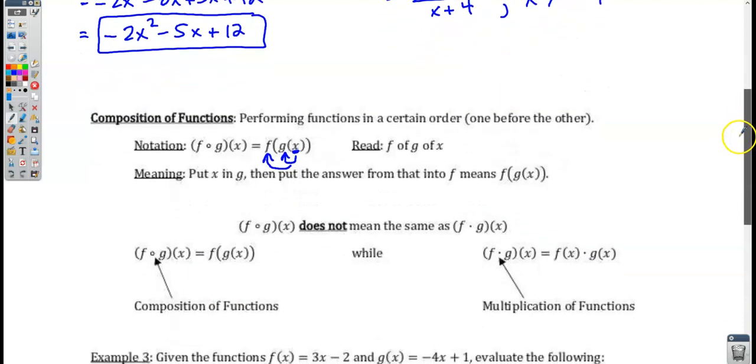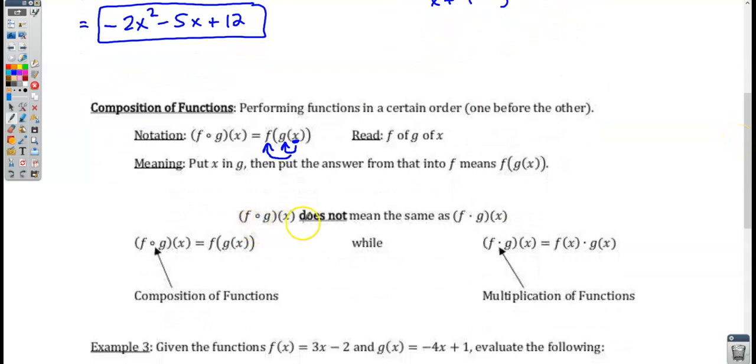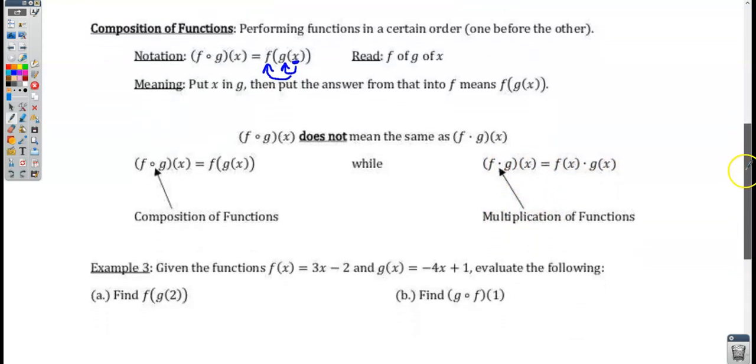Please note, f of g of x does not mean the same thing as f times g of x. This is a very common student error. If you see the open circle, this means composition, which is f of g of x. If you see the little dot, this is multiplication of the 2 functions. That's f of x times g of x. All right, let's get ourselves started here.